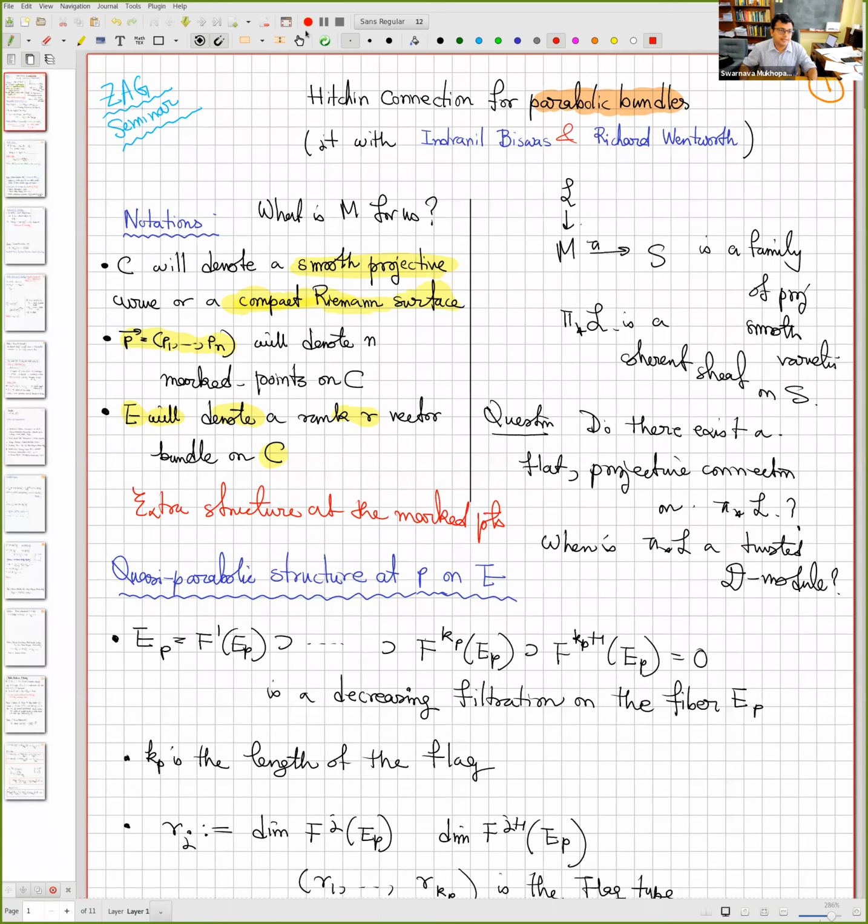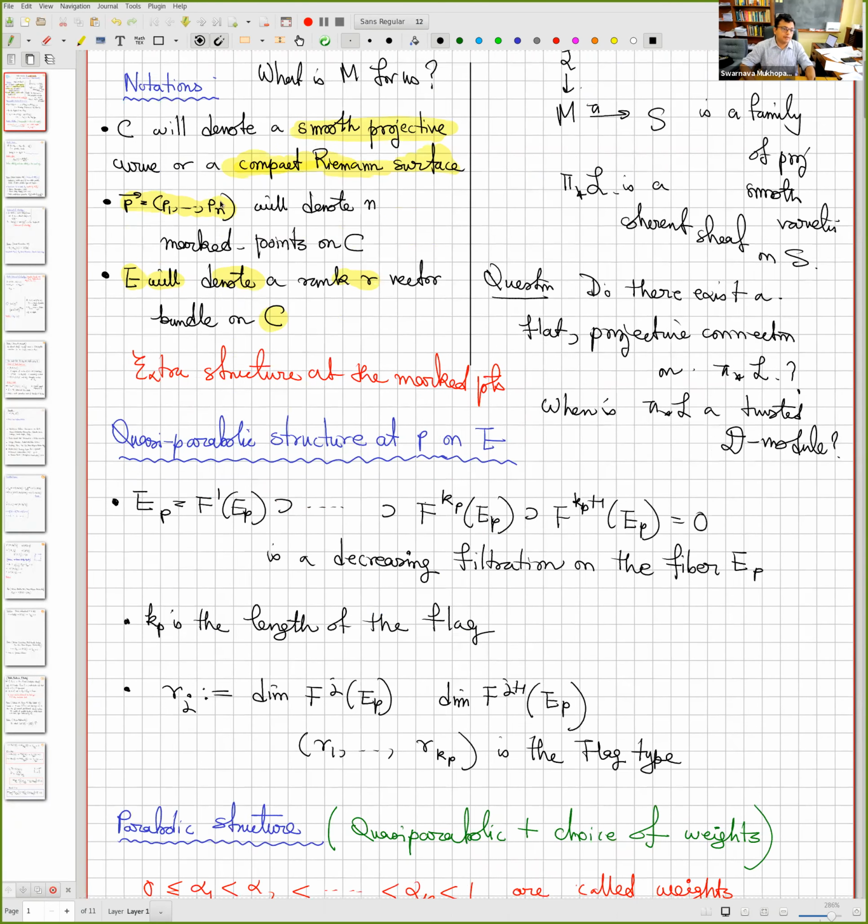What are those extra structures? First of all, for every marked point P, which is one of these P1 up to Pn, I look at the fiber of the vector bundle E, and I want a decreasing filtration, or a flag, on the fiber. K_p is the length of the filtration, so the K_p plus 1 step is 0.